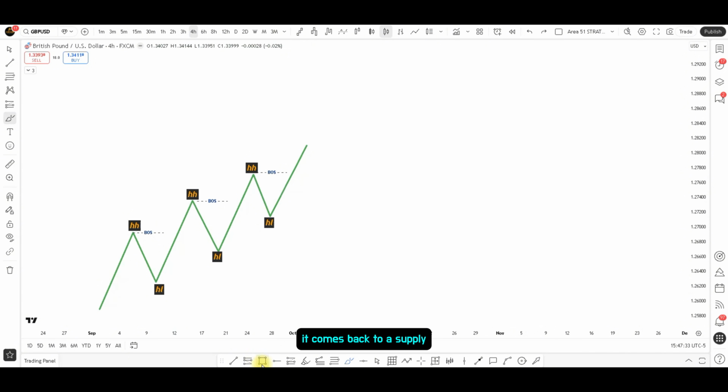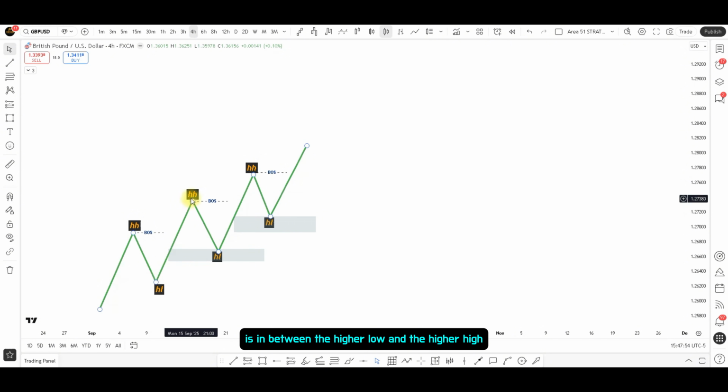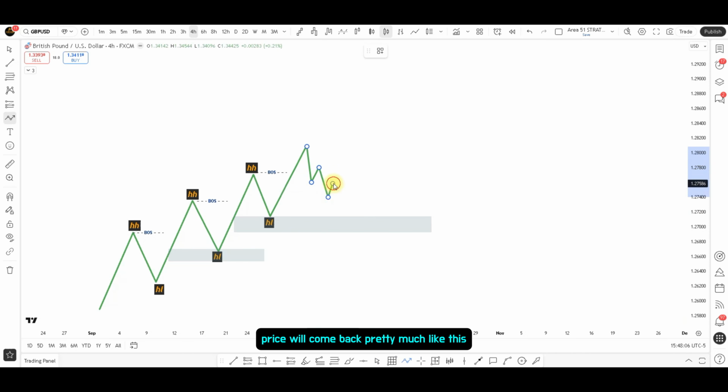It comes back to a demand zone. All right, it comes back to a demand zone, and then price creates another higher high again, and then comes back to another demand zone again within the impulse leg. So your demand zone pretty much is in between the higher low and the higher high. Always between the higher low and the higher high is where you find your demand zones. When price comes back, this is what it does. Price will come back pretty much like this on the lower time frame.